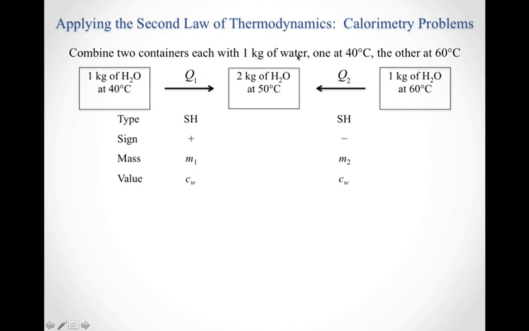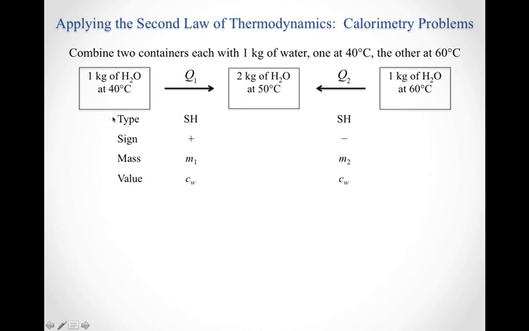I'm going to combine those into a single calorimeter, and I know that at the end, I'm going to end up with 2 kilograms of water that reaches thermal equilibrium at a temperature of 50 degrees Celsius. So in terms of the schematic and the table that we usually set up for this kind of problem, again, I've got my cold stuff over here starting at 40 degrees Celsius, my hot stuff over here at 60 degrees Celsius. There are going to be two processes where energy is exchanged as heat. I'm going to label this one Q1, this one Q2.